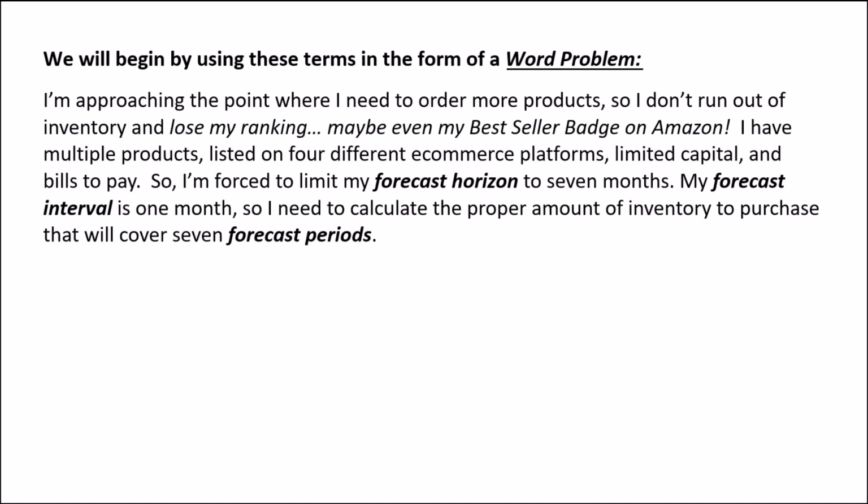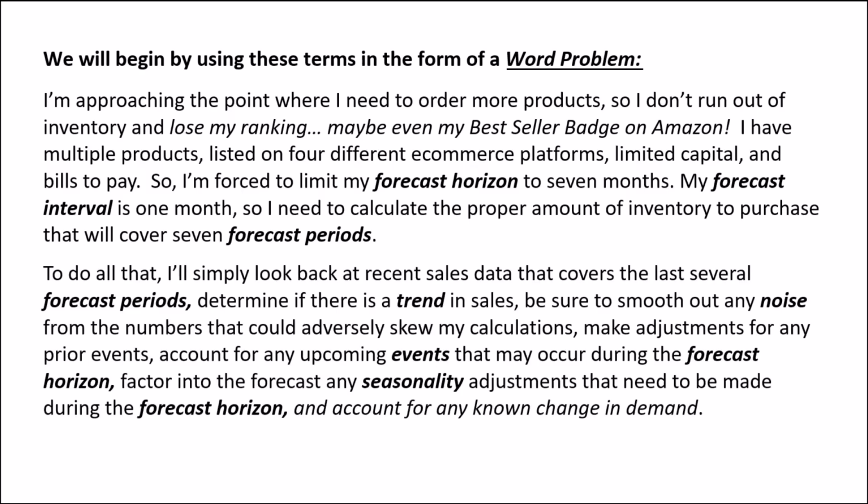I have multiple products listed on 4 different e-commerce platforms, limited capital, and I have bills to pay. So I'm forced to limit my forecast horizon to 7 months. My forecast interval is 1 month. So I need to calculate the proper amount of inventory to purchase that will cover 7 forecast periods. Make sense? Simple.